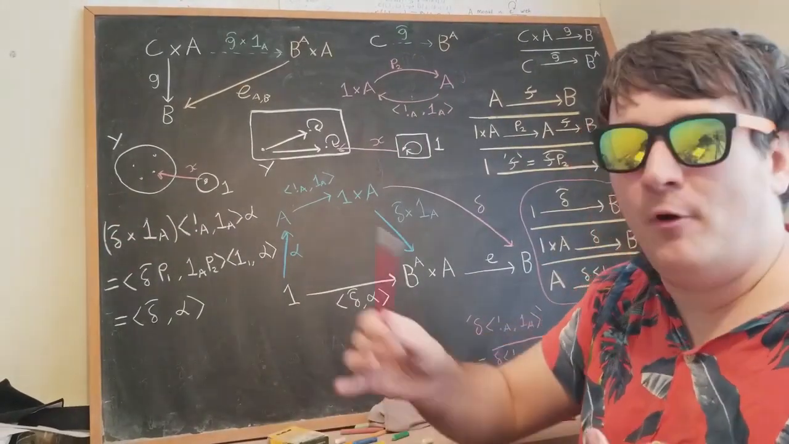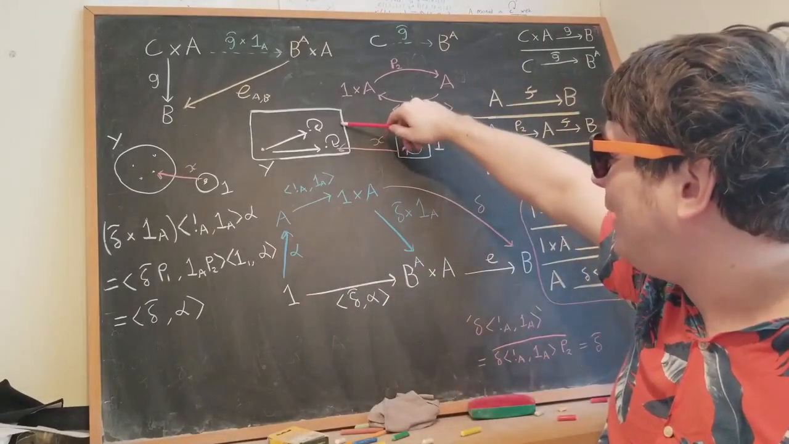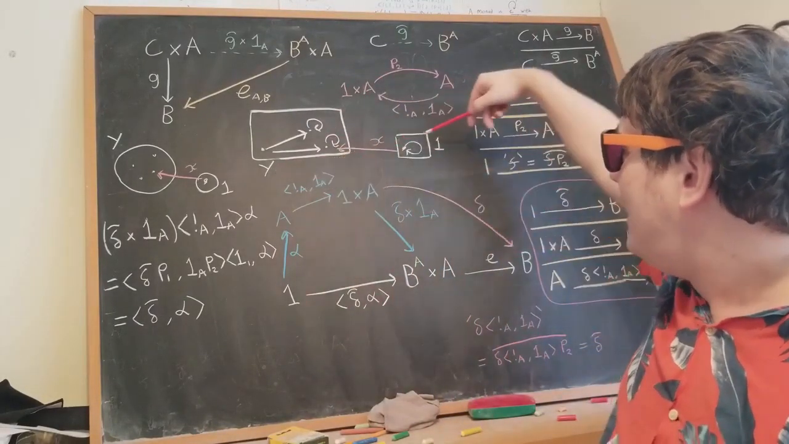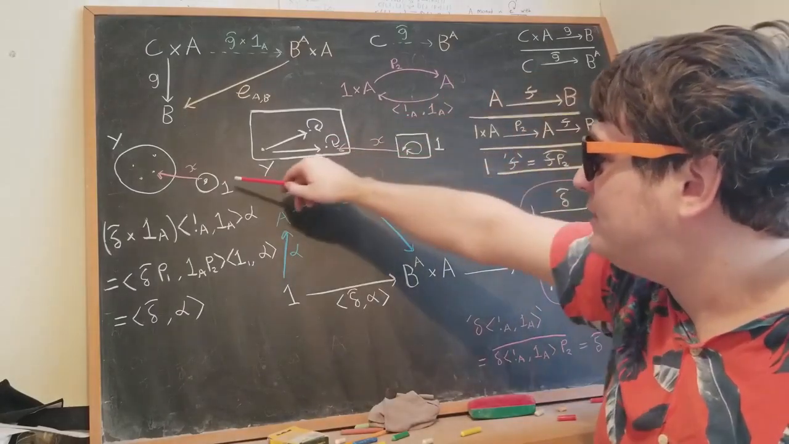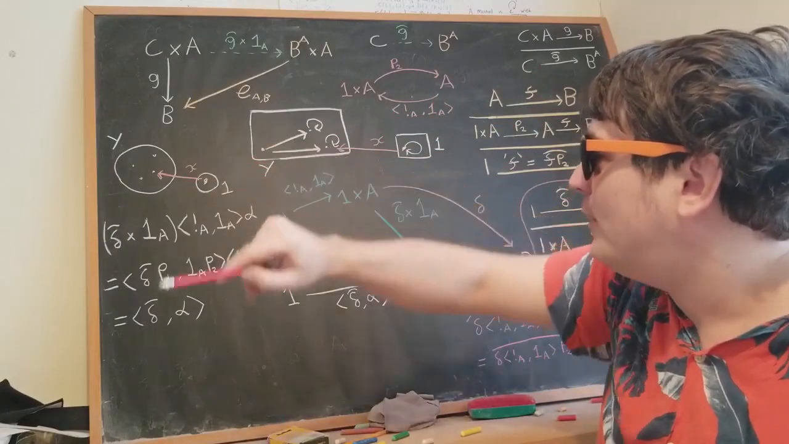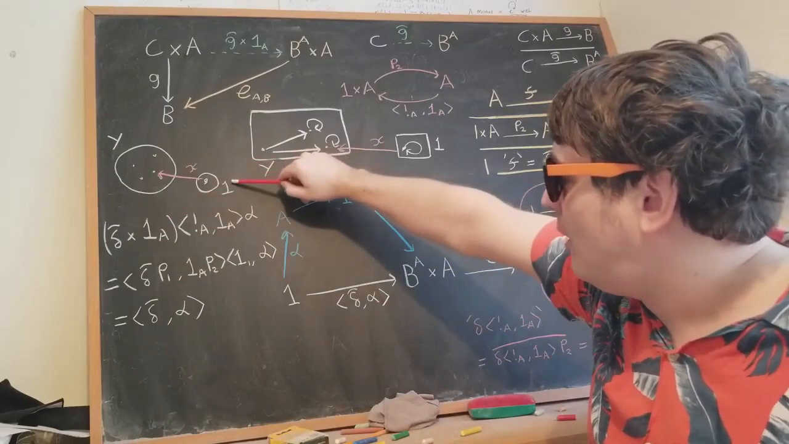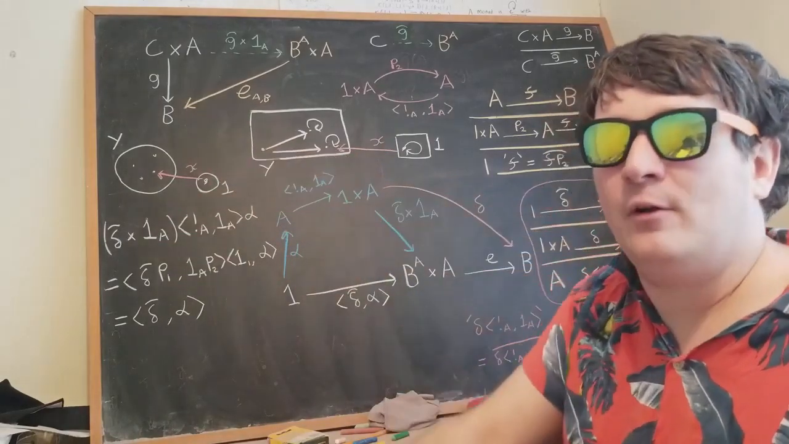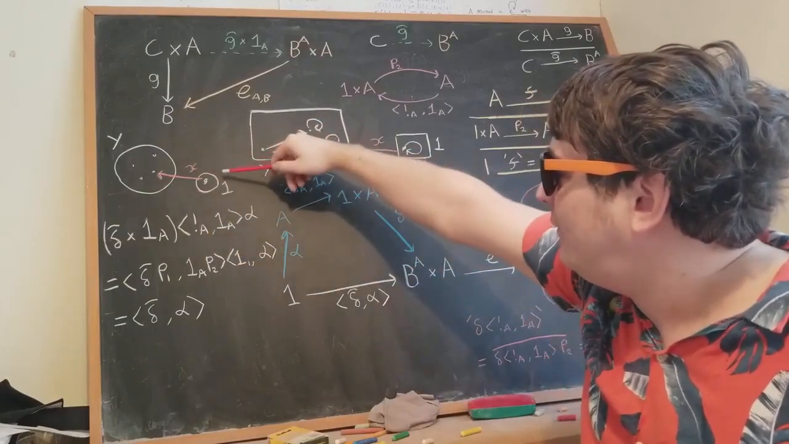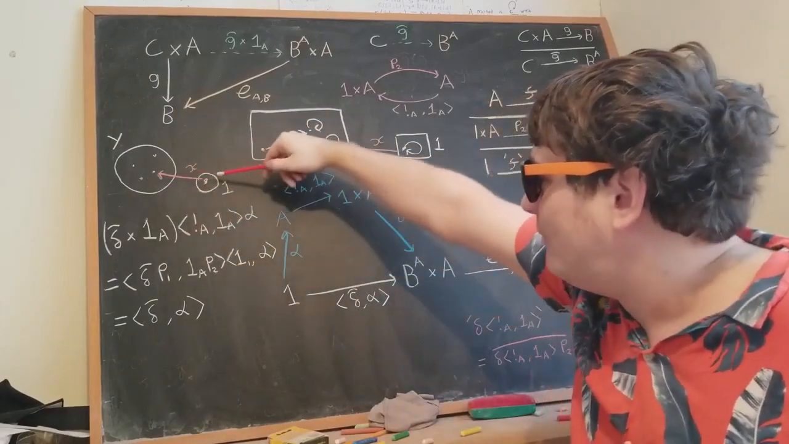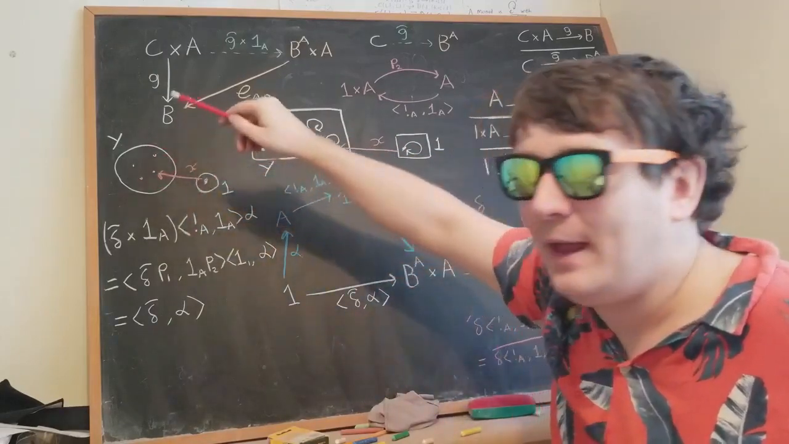What is the point of an object? Well, a point of an object is an arrow into that object from the terminal object. We usually denote the terminal object as a 1. So if you recall, in the category of sets, a terminal object is a set with a single element. And so a point of a set is an arrow into that set from the terminal object. And that's essentially selecting an element of the set.